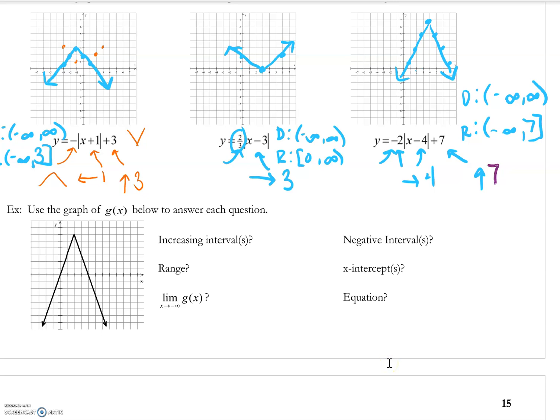Okay, for our last example in the 1.5 notes, now we're going the opposite direction. Now, I give you the graph of the absolute value function, and your job is to answer some questions and come up with an equation. So let's start with some review from 1.2.